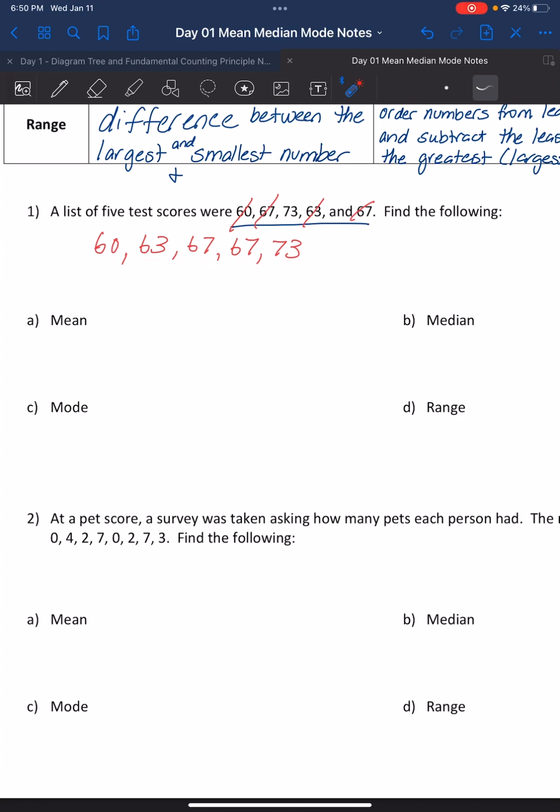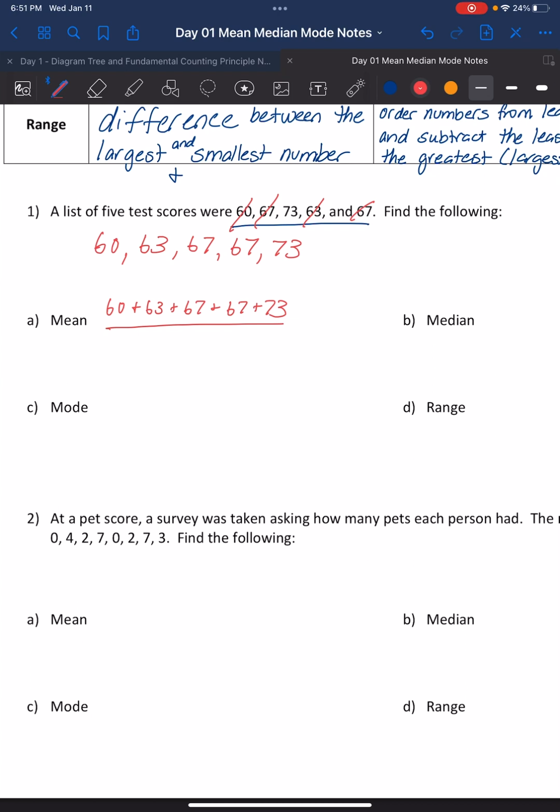Perfect. Okay, so now that I've ordered them, I can figure out my mean. So my mean is adding all the numbers up, plus 67 plus 73, and I'm going to divide it by the total number of numbers.